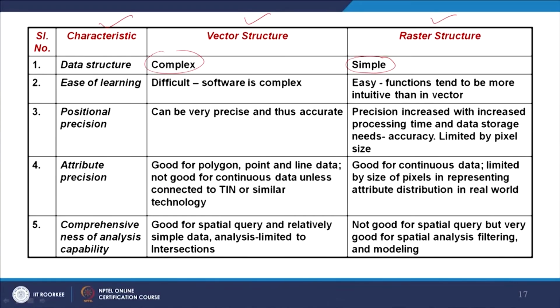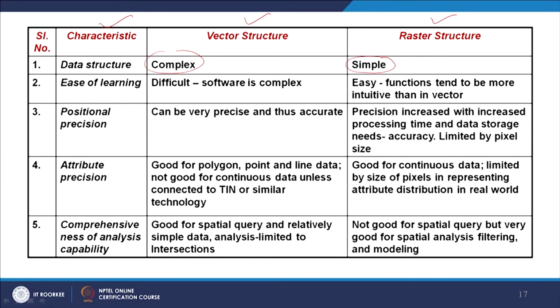If I talk about positional accuracy, then vector data is more precise and accurate, whereas in raster, precision increases only if I increase the spatial resolution. And for attribute precision, again, there are a lot of attributes I can store, and attribute precision in case of vector is relatively higher than what you have in case of raster.